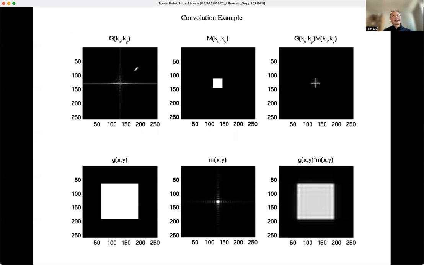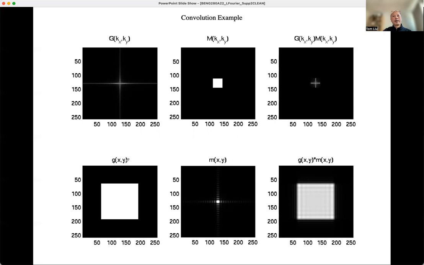So typically we do that in MATLAB, but here's an example of that. For example, here I have my object g of kx, which is a rect function, and I'm going to convolve it with this sinc function. This is my impulse response. If I convolve these two together, essentially I replace every dot here with this impulse response, and I get a blurred out version of my object. So it's this convolution in this domain here.